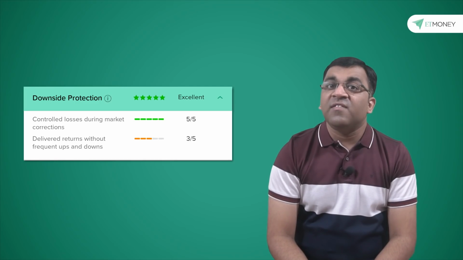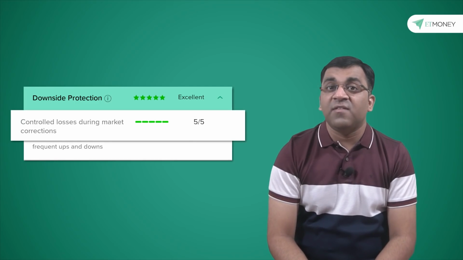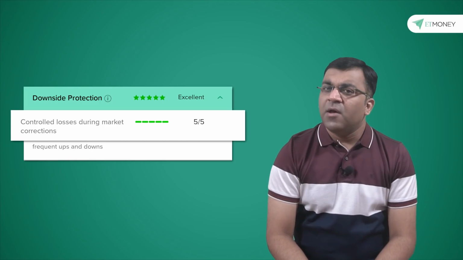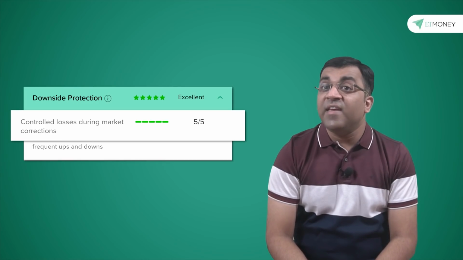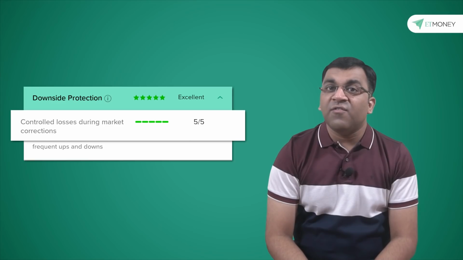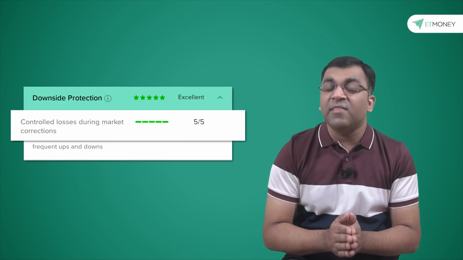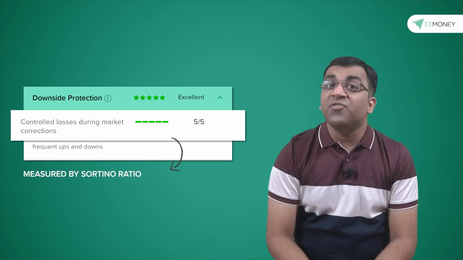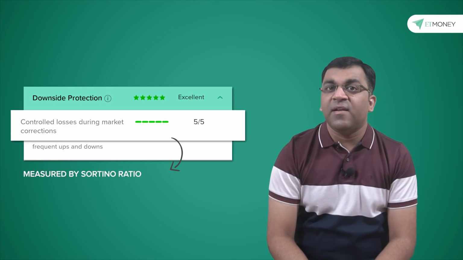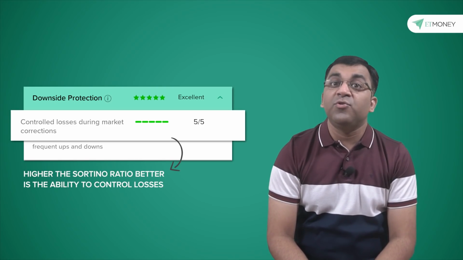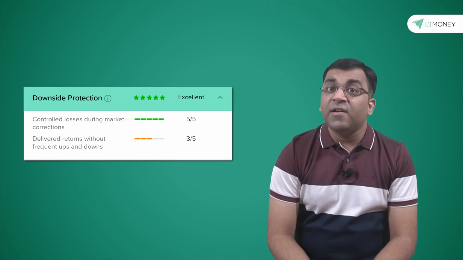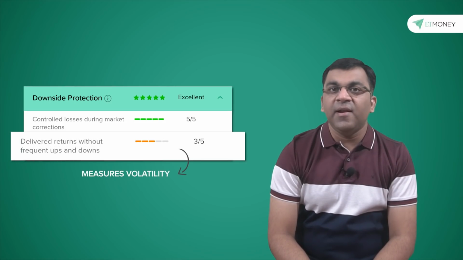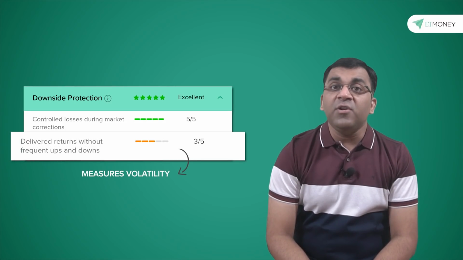The first one is the fund's ability to control losses during market corrections. Logically, this makes perfect sense because everyone wants to beat the market returns not just on the upside or the gains of it, but also want their funds to fall a lot lower than the market drop. We measure this using the Sortino ratio, and as expected, the higher a fund's Sortino ratio, the better is its ability to control the losses.